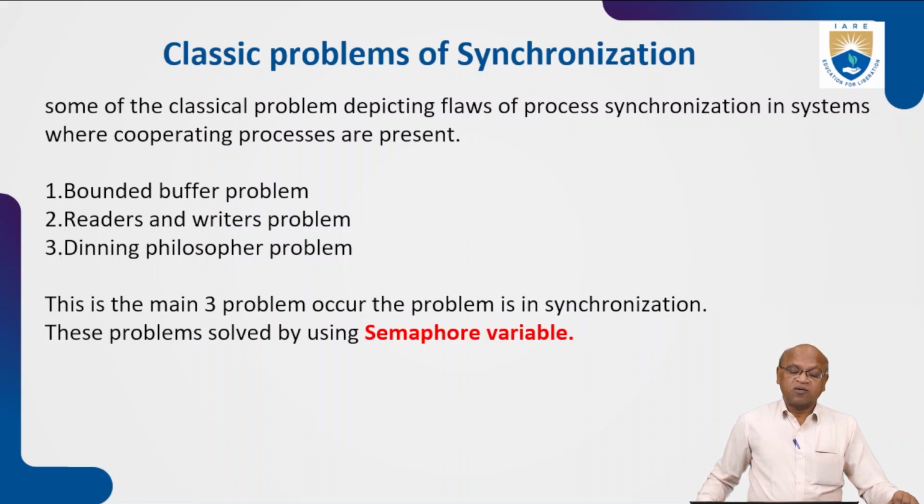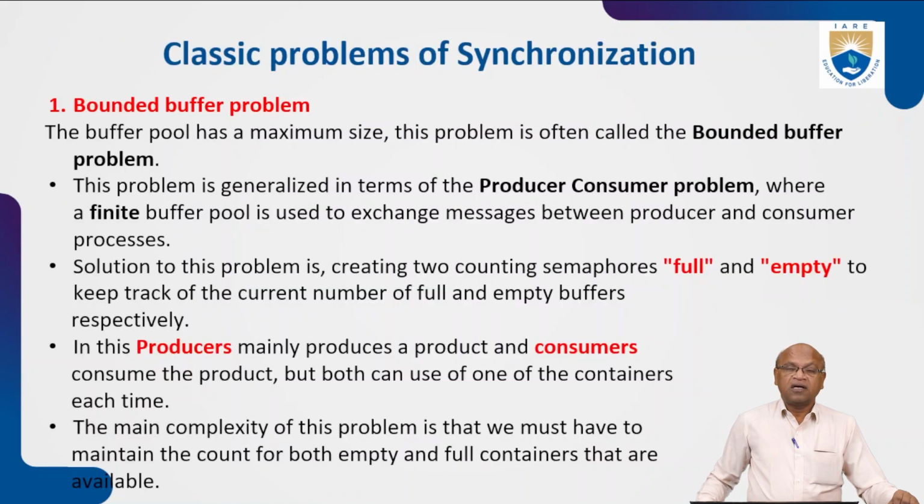The bounded buffer problem, the readers and writers problem, and the dining philosophers problem. These are the three main problems that occur in synchronization. These problems are solved by using semaphore variables. We'll see them one by one. So, classical problems in synchronization: the bounded buffer problem.